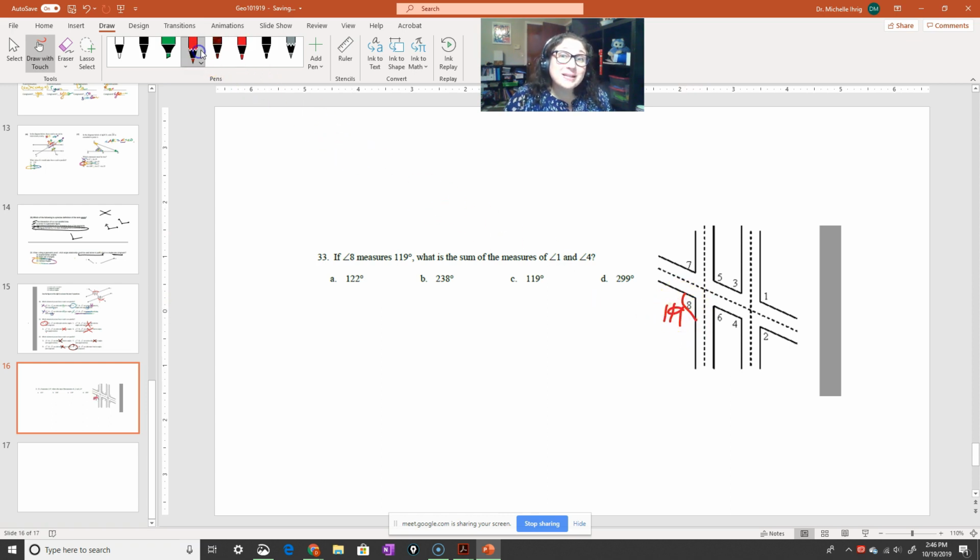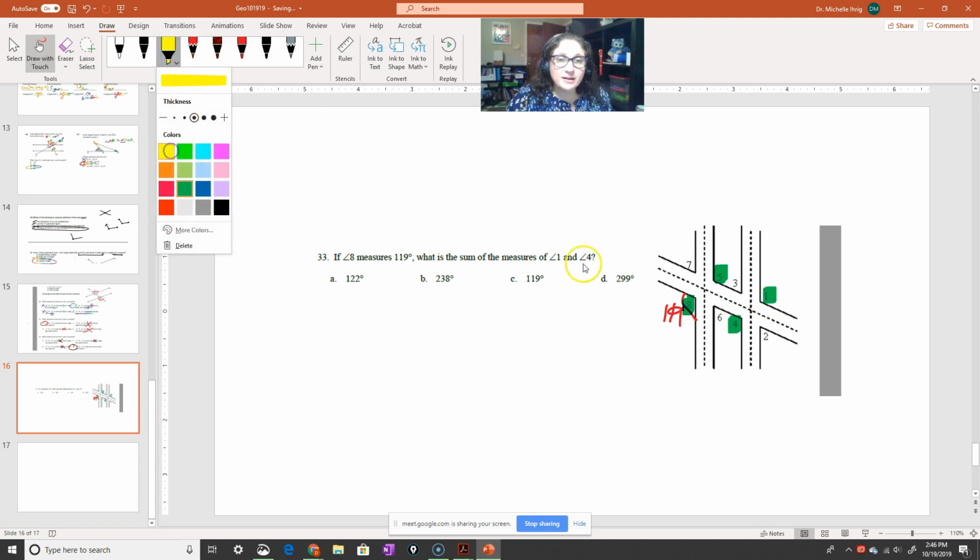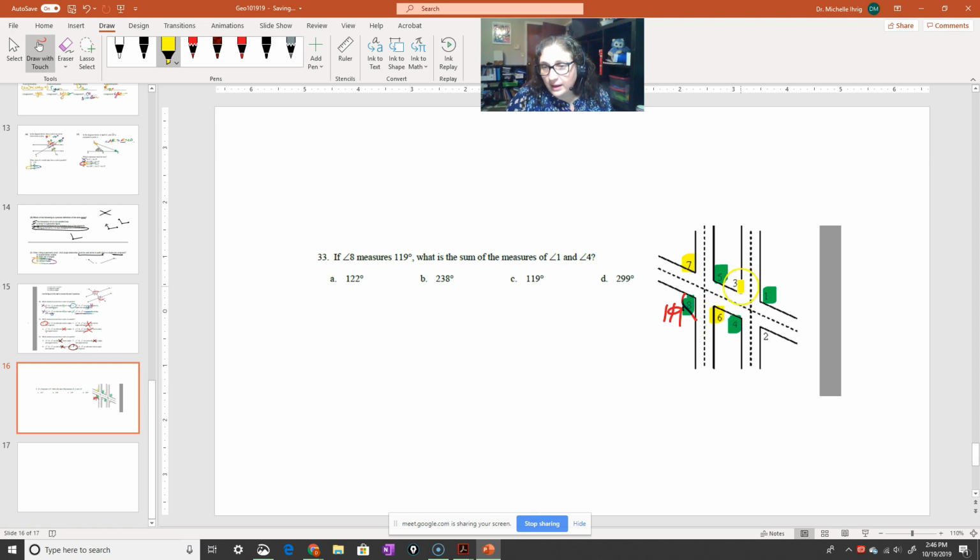Now, I told you to pay attention to X's and O's. That's kind of what we did. So everything that's obtuse, I'm going to make green. And everything that is acute, I'm going to make yellow. Now, it wants angles 1 and 4. Both of them are green. So I know all my greens have to be equal to 119. And because it wants the sum of those two measures, I know that 119 times 2 is 138.